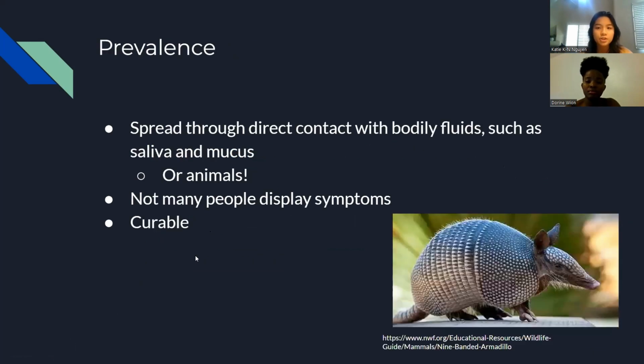So the prevalence, as I mentioned before: it is spread through direct contact with bodily fluids, such as saliva or mucus, or if you lick an armadillo, then it is spread through animals as well. So not many people display symptoms. There are two kinds of reactions to Hansen's disease, and fewer people display the one where there are skin lesions and blisters and sort of nerve damage. And if you do display those kinds of symptoms, it is curable.